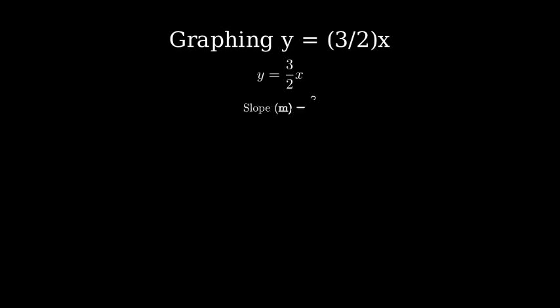The slope of the line is 3/2, indicating that for every 2 units we move to the right, we move 3 units up. The y-intercept is 0, so that means the line crosses the y-axis at 0, 0.